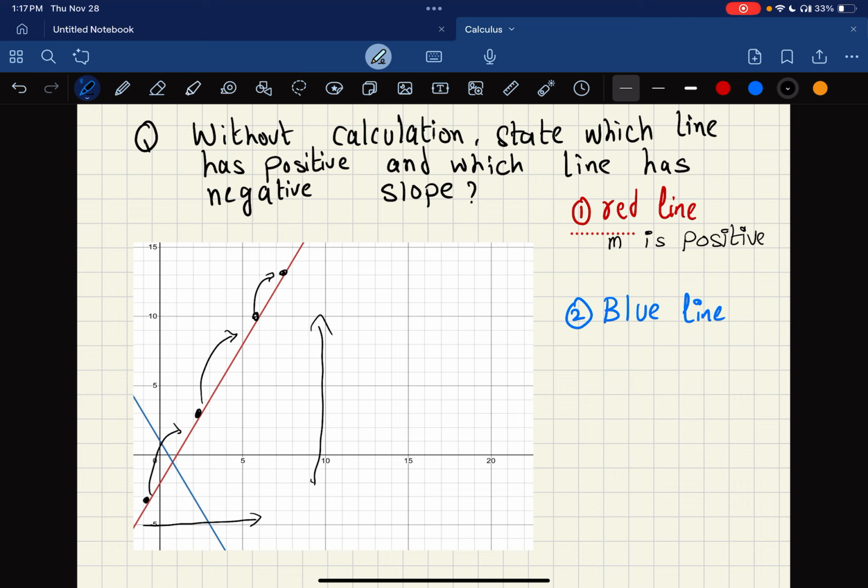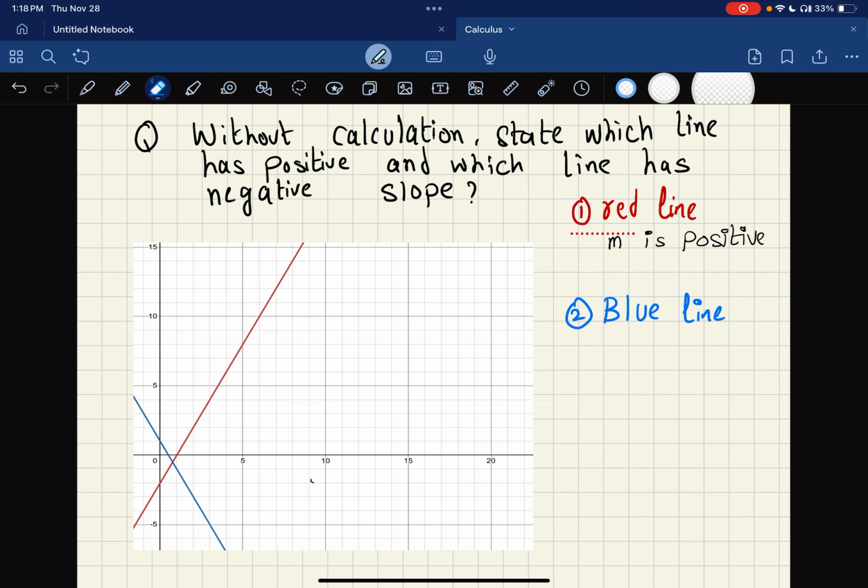All right. And then let's look at the blue line. If you do the same test from left to right, if you are sitting somewhere over here and you want to move to the right while remaining on the line, you will have to move your finger downwards. That tells you that since the line is going down, m, which is our slope, is going to be negative.